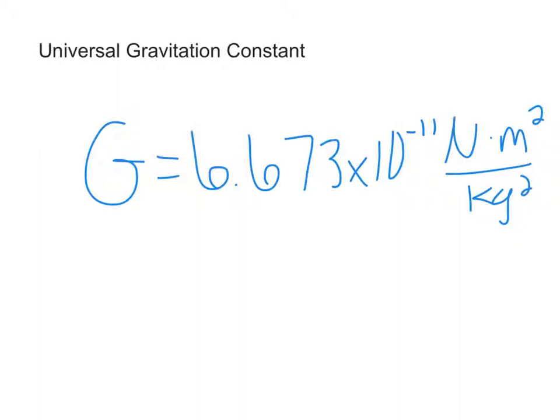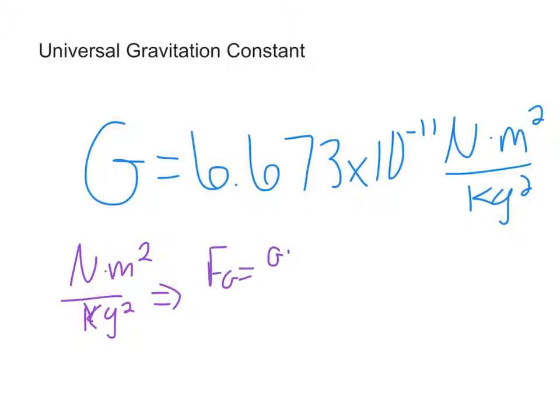You'll use this number a lot every time we do these kinds of problems, so you want to make sure that it's just easy enough to recall in your calculator. So looking at these units, newtons, meters squared, per kilogram squared, just to see how they all work out in the equation, F_G equals G M1 M2 over R squared. Let's just look and see how these units work out.